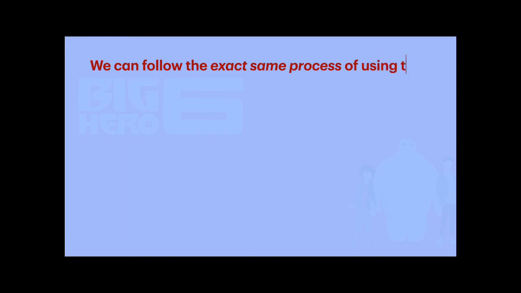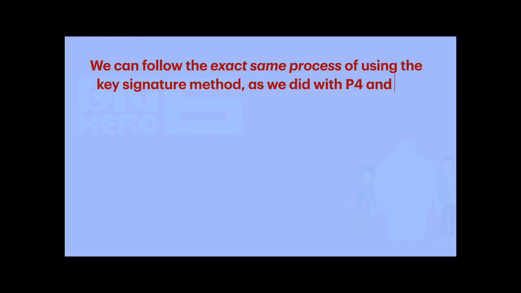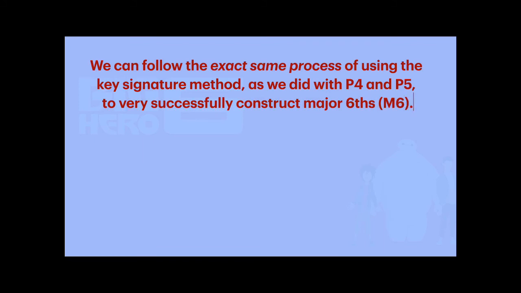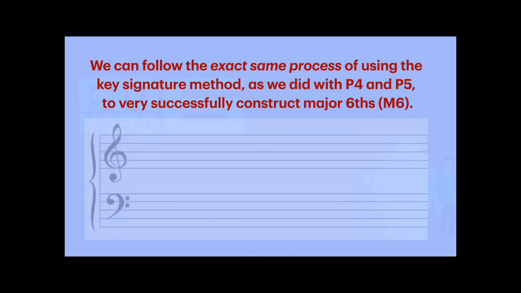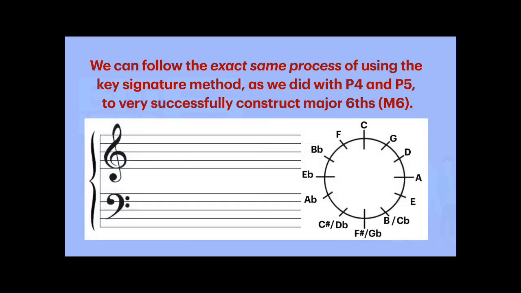We can follow the exact same process of using the key signature method, as we did with perfect fourths and perfect fifths, to very successfully construct major sixths, which we can abbreviate with capital M followed by the number 6. We start with our staff, and our circle of fifths for reference. If our first pitch is an E flat and we're writing a major sixth above, we start by putting it on the staff. We can go line, line, line, plus 1. That'll give us a C.